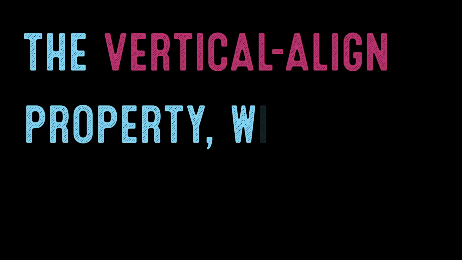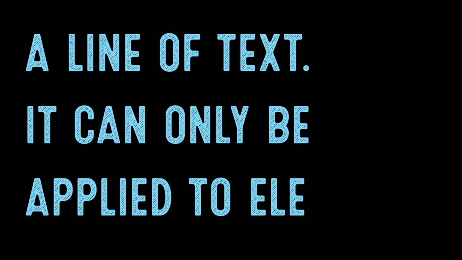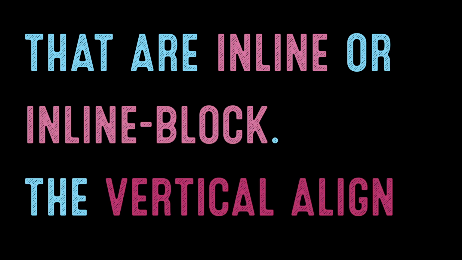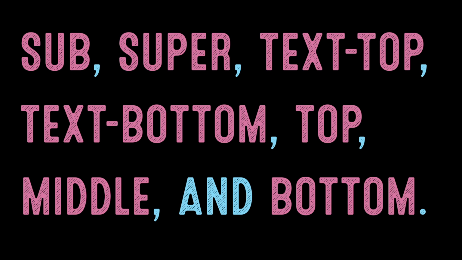The vertical align property with regards to images can be used to position an image in relation to a line of text. It can only be applied to elements that are inline or inline block. The vertical align property can have the following values: baseline, sub, super, text top, text bottom, top, middle, and bottom.